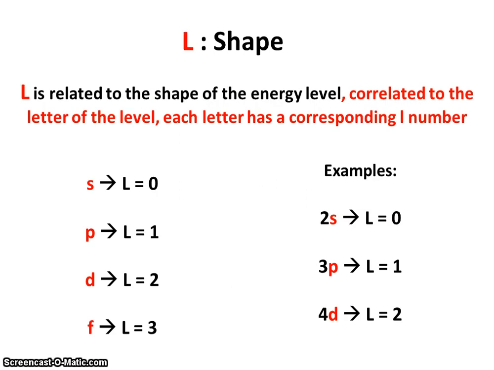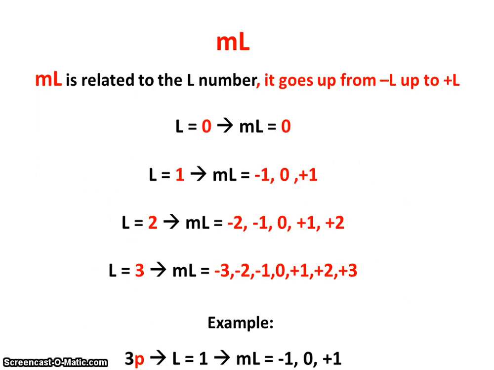The second number is the l number, which represents the shape of the energy level, and is correlated to the letter next to each level. Each letter has a corresponding l number. For example, for s, l equals 0, for p, l equals 1, for d, l equals 2, and for f, l equals 3.